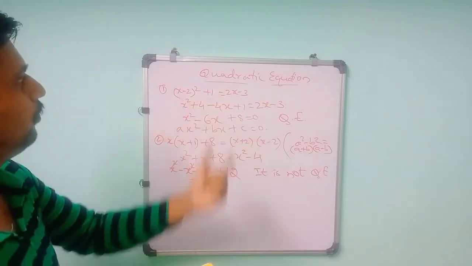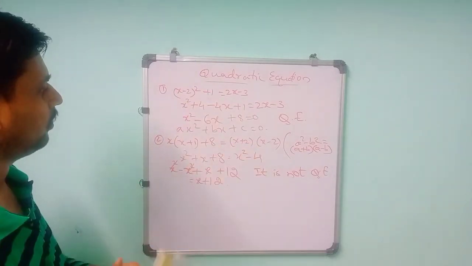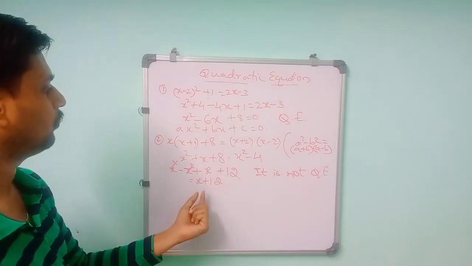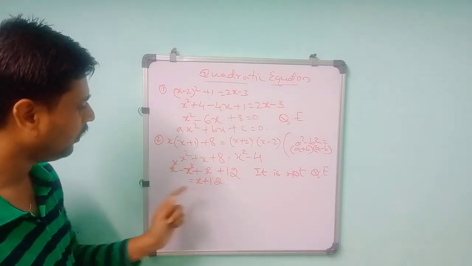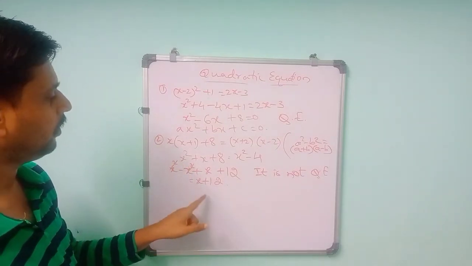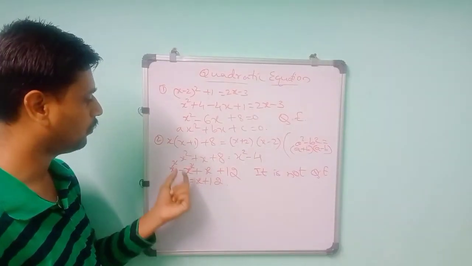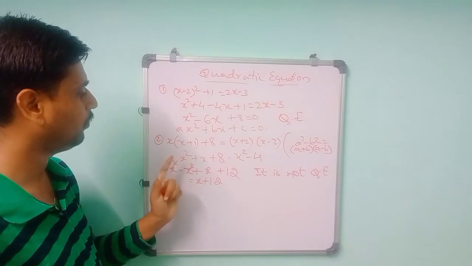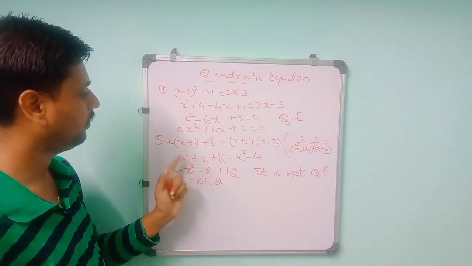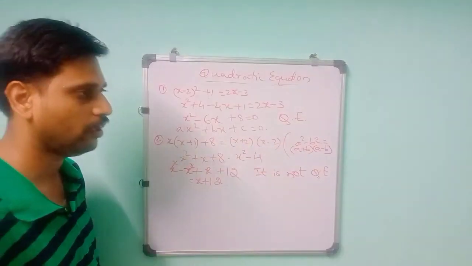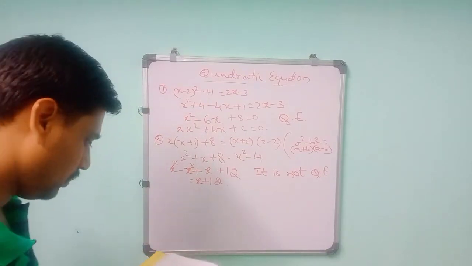So like that you have to do it this way. For it to be quadratic, it compulsorily should contain the coefficient of x square. If it doesn't contain the coefficient of x square, it is not included. Only an equation with degree 2 is a quadratic equation. So like that you can do the exercise now.